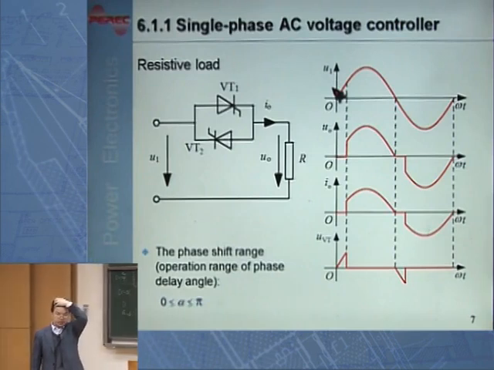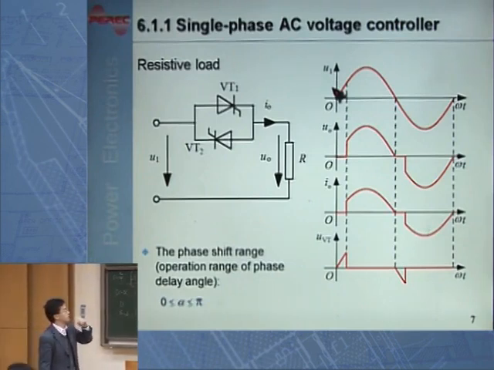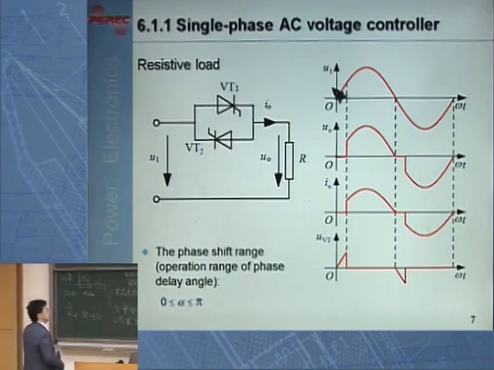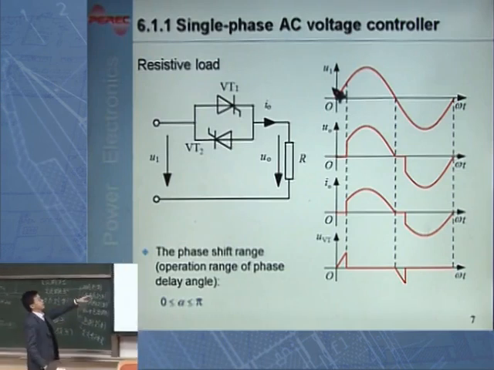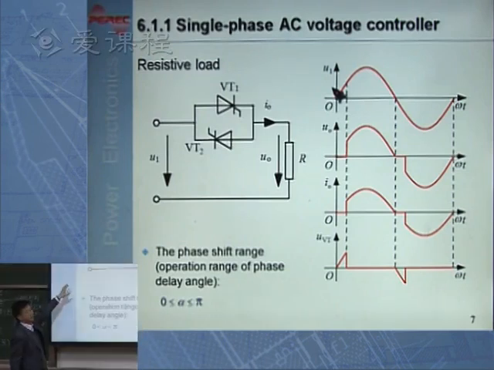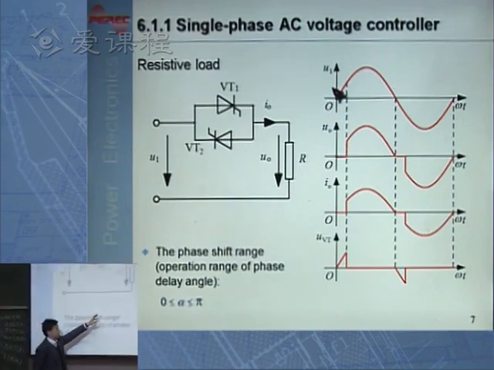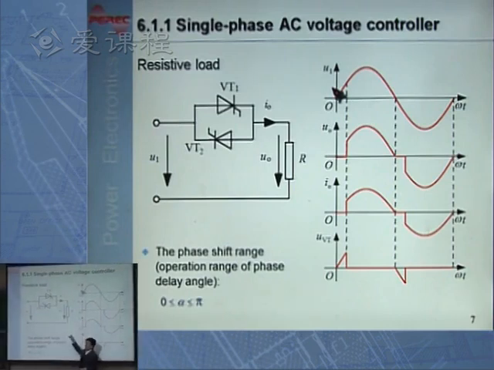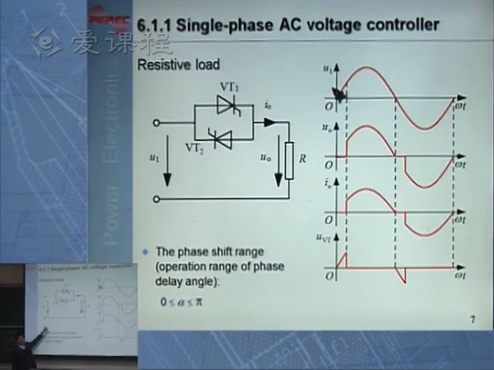Actually, this AC voltage controller, if you look at the single phase circuit, is very simple. If you look at this circuit diagram here, very simple circuit diagram. On the left-hand side, you have the AC input voltage source. On the right-hand side, you have the load. And of course, here we're looking at resistor load first, if the load is just a resistor. Then, other than the input and load, what you have in the power converter is just a pair of thyristors.